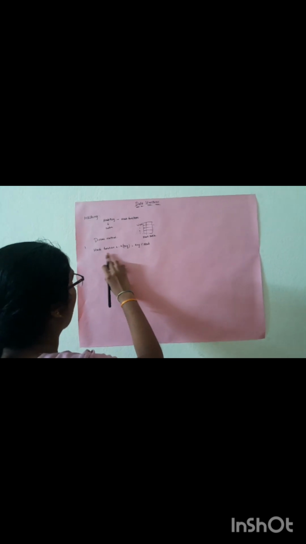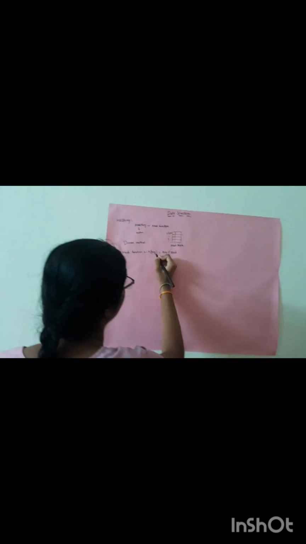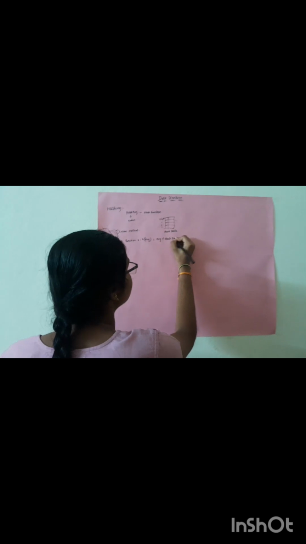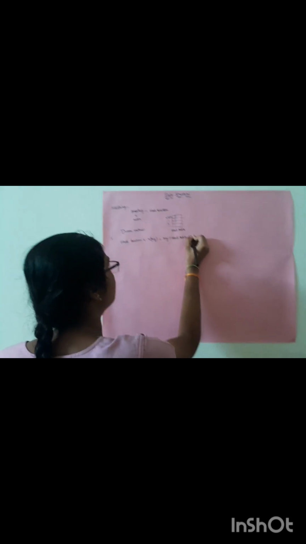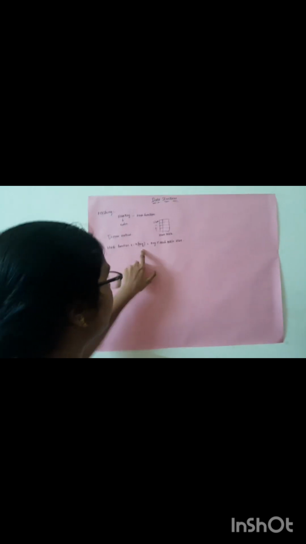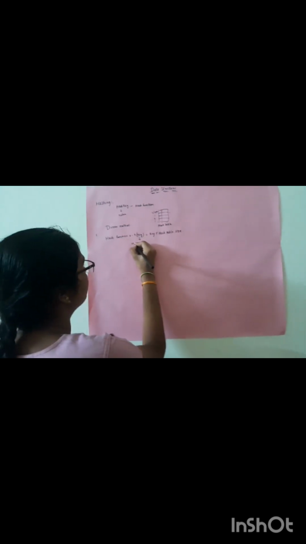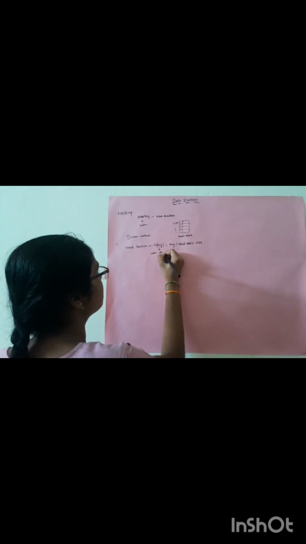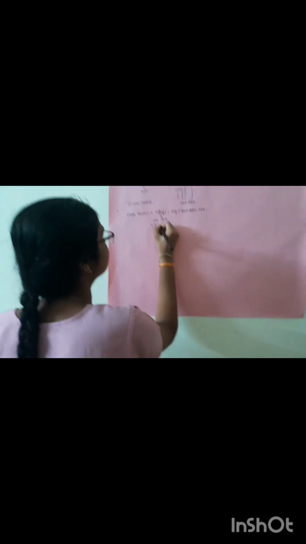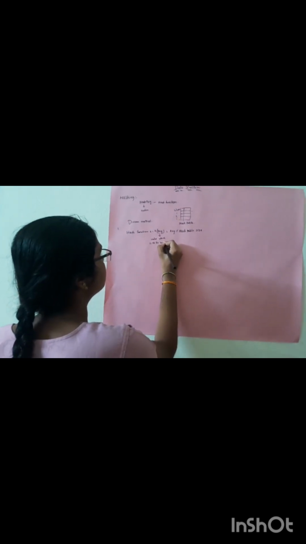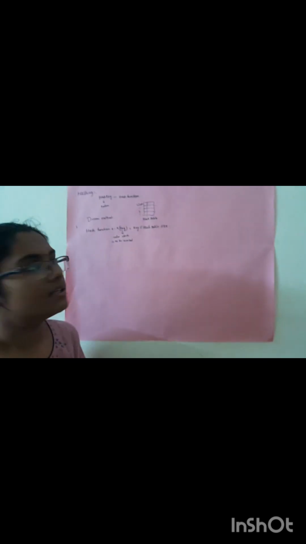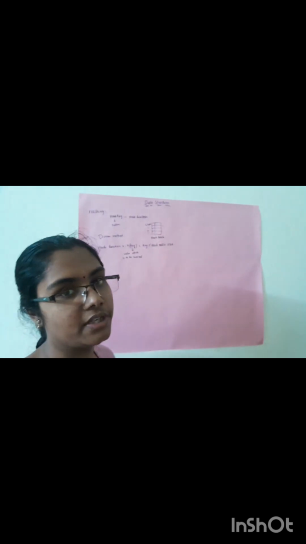Here to generate a hash key, we use a mathematical formula, which is nothing but the hash function. h of key is equal to key mod hash table size. Here key is nothing but the value which we are going to store in the hash table. Hash table size is nothing but the size of the table in which we are storing the values.